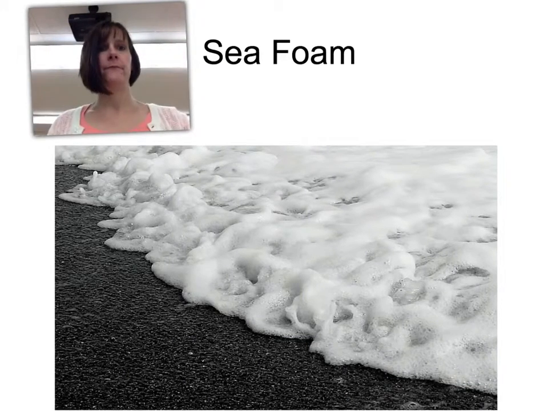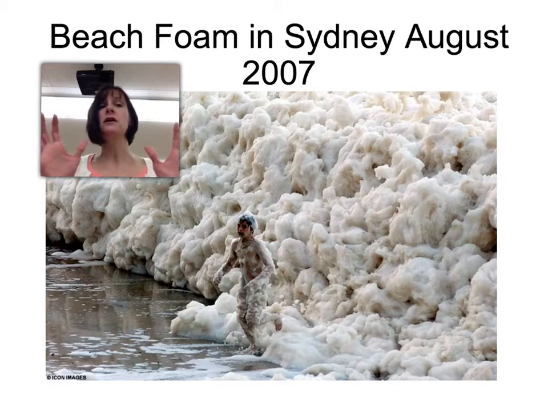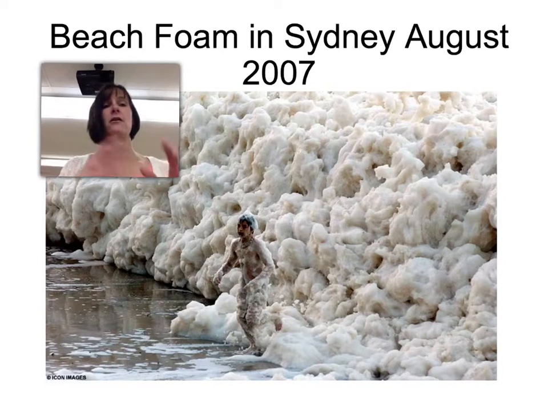Sea foam. This is a very cool picture of sea foam off the beach in Sydney, Australia. This is from about 2007. There was a large storm offshore that was really churning up the water, and because of an algal bloom they were having, the algae allowed the water to be more attracted to the air and mixed everything together. I don't think I would be swimming in that though.